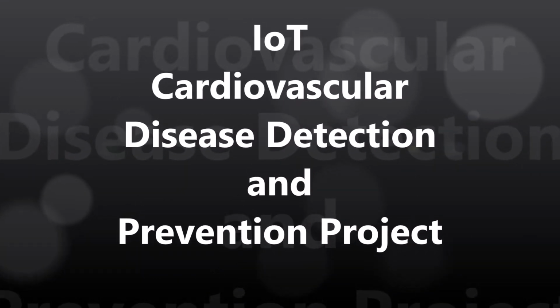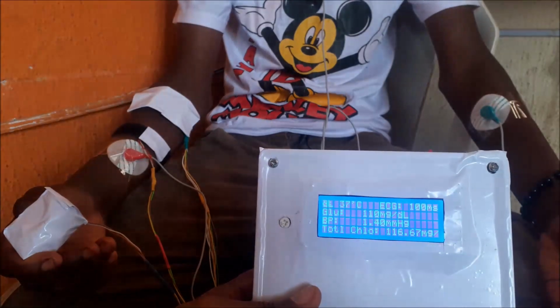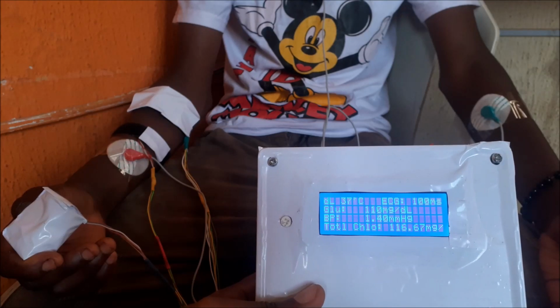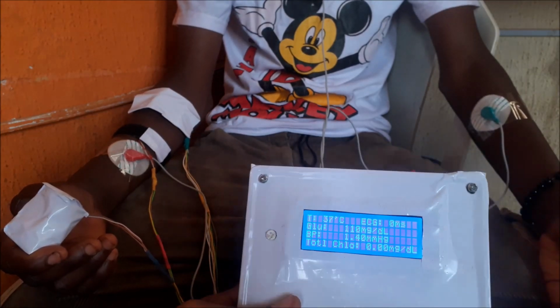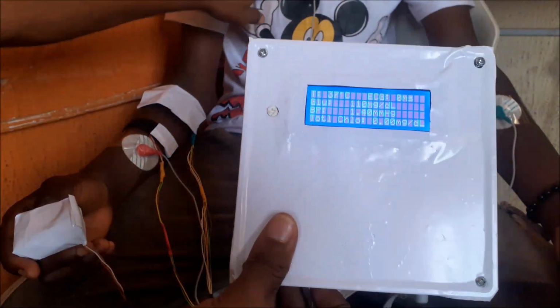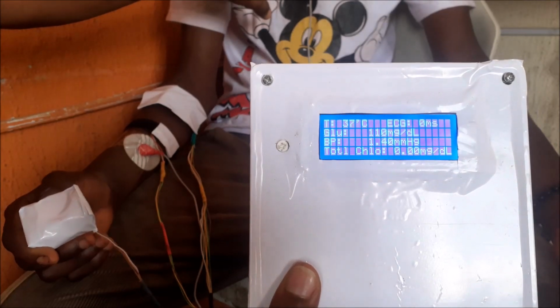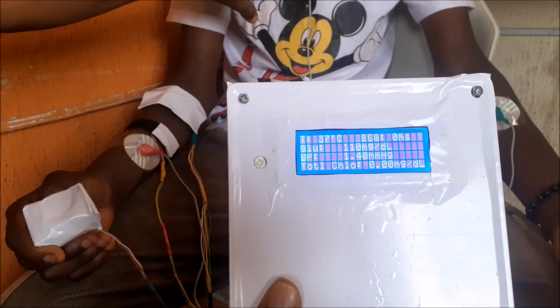In today's edition, we will be designing and constructing a cardiovascular disease detection and prevention project. This project monitors essential vitals like glucose level, blood pressure level, body temperature, ECG levels, pulse rate and cholesterol levels in the body. All of these are displayed on a smart screen like the 20x4 LCD screen shown here.